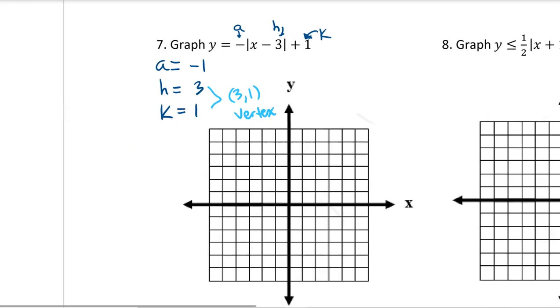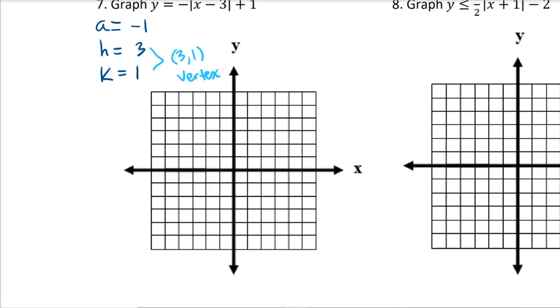So that's the first dot you want to plot. 3, 1. Go over there, put it out. So over 3, 1, 2, 3, up to 1. Boom, there you go. Now, the A being negative 1, that's going to tell me two things.